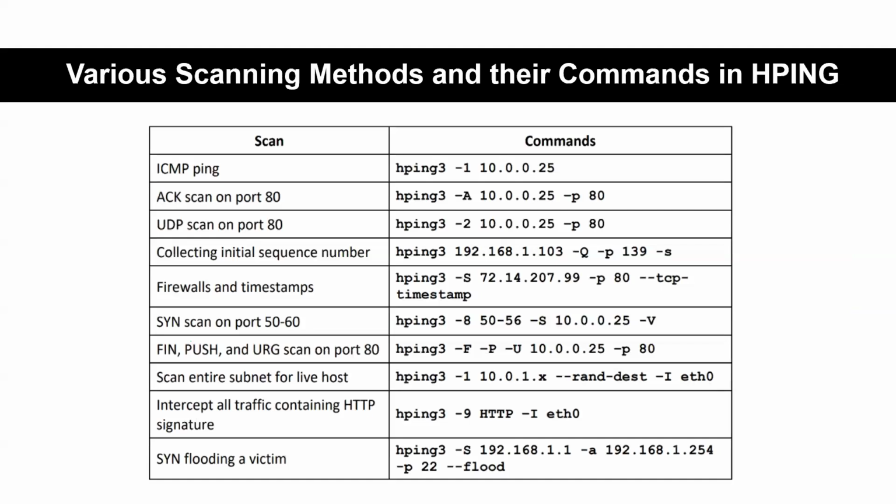So these are the different commands that you can explore, like ICMP scan, ping, ACK scan on port 80, UDP scan on port 80, and how you can perform them. So this is the port of the target machine. If you want to set the TCP timestamp, how you can do that. And if you want to scan the entire subnet for live hosts, as I mentioned, just type the wildcard and that will work. And you can also specify random destinations and that will work.